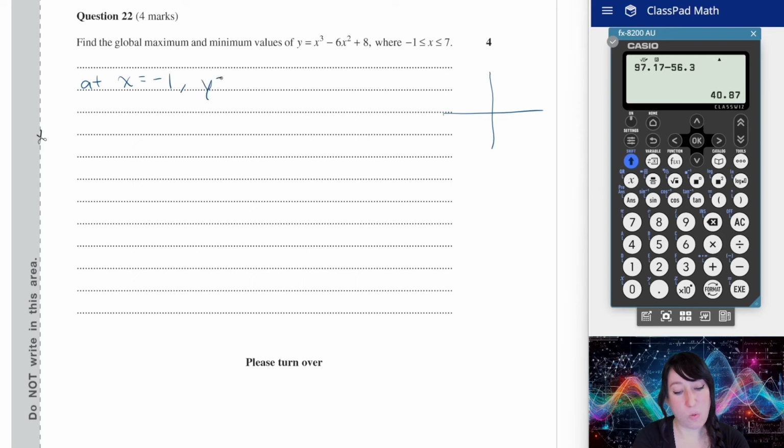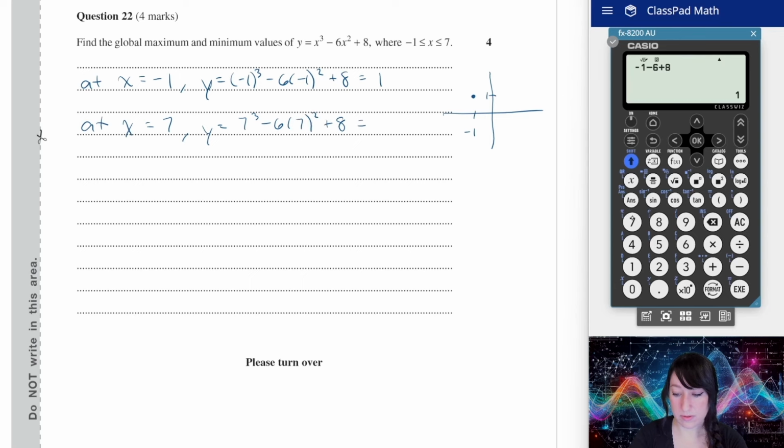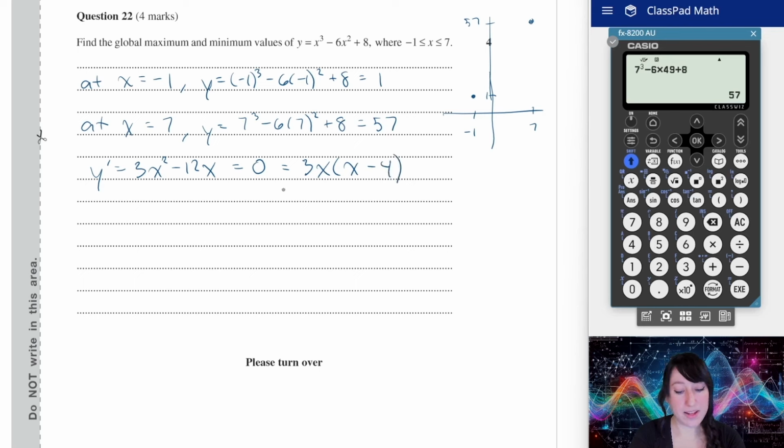At -1, y will equal 1. At 7, y will equal 57. Not to scale. Now let's find any stationary points so we can find local maxes and mins. The derivative is 3x squared minus 12x, and stationary points occur when the derivative is 0. To solve, let's factorize. And so we have stationary points at 0 and 4.